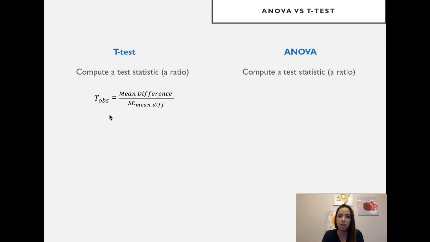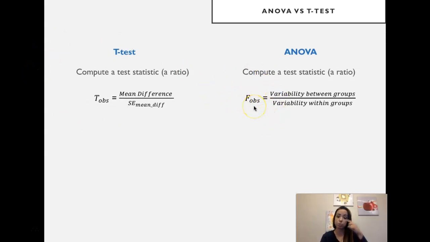The ANOVA will also compute a test statistic that's a ratio, but of a different sort. This ratio, which we will call F, the F that we observe in our sample, is the variability that's observed between the groups, how the mean vocabulary score differs between the groups, so the variability between groups will capture that, over the variability within the groups. The variability within the groups in vocabulary score functions as the noise.